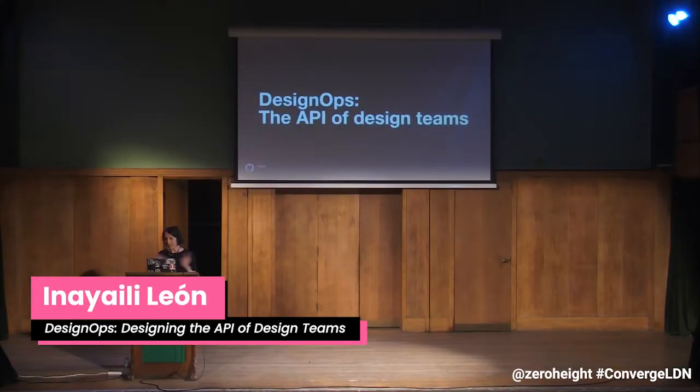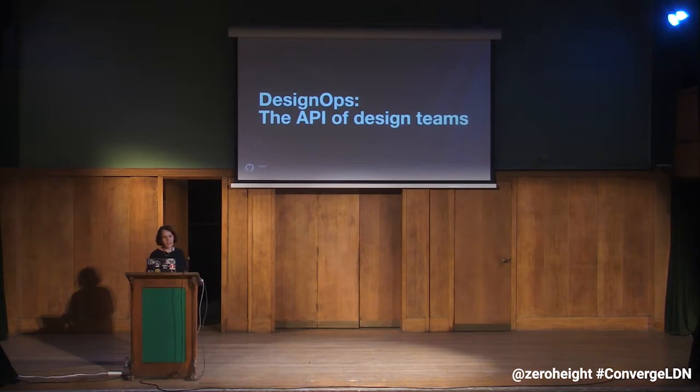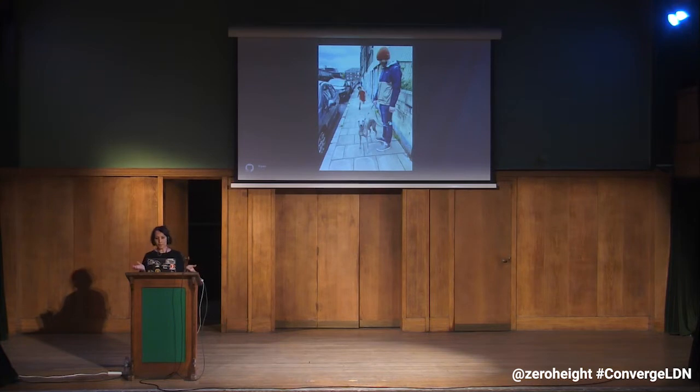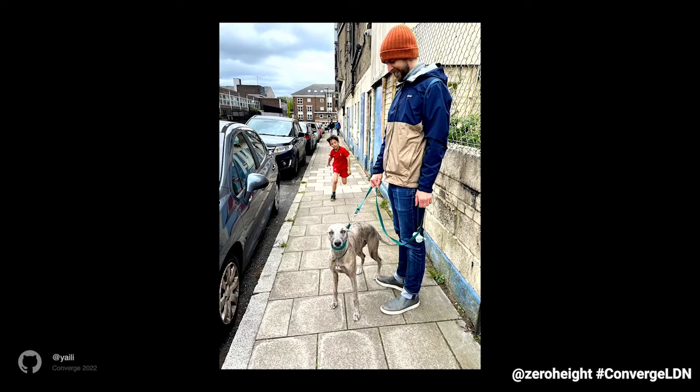Okay, so hi, I'm Yaili. I am a staff program manager at GitHub in the design operations team. I am Panamanian Portuguese, spent most of my childhood in Portugal, but I've moved to London 14 years ago, so I've been here a while, and I'm currently living in Leighton, in East London, with my family.